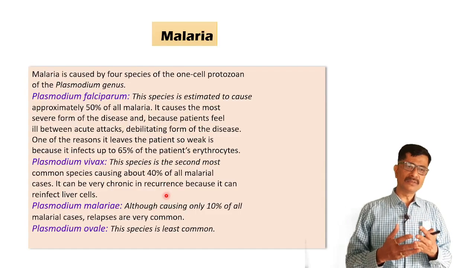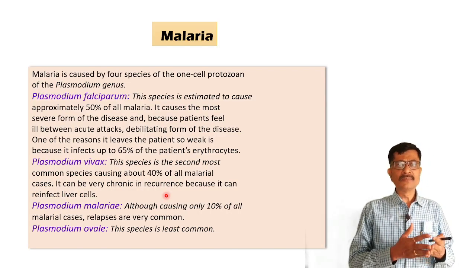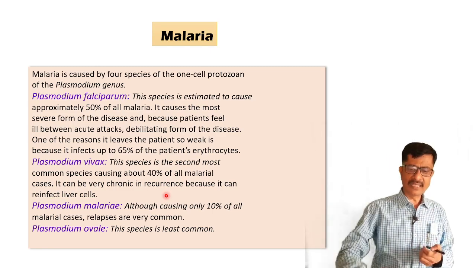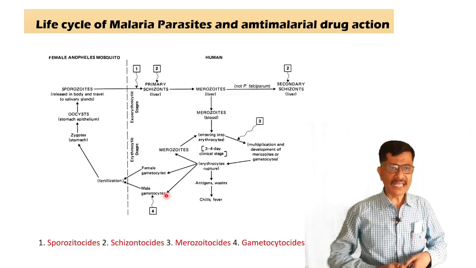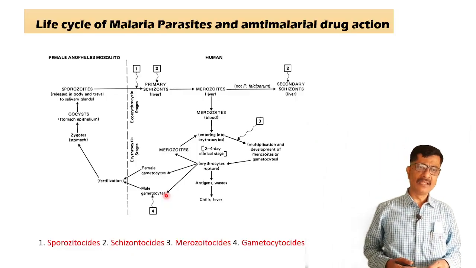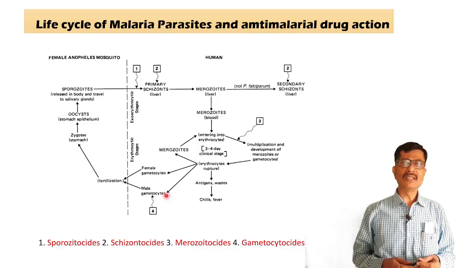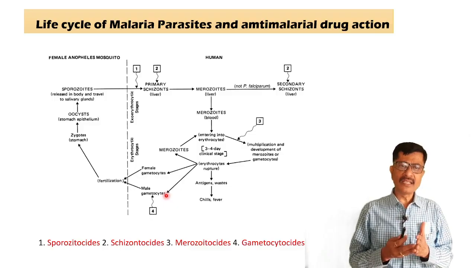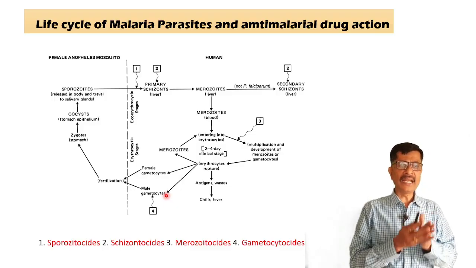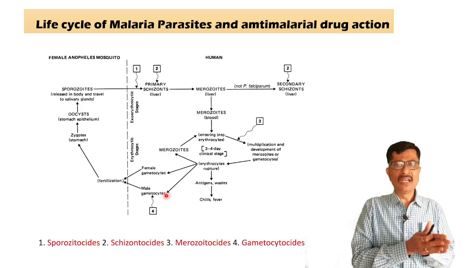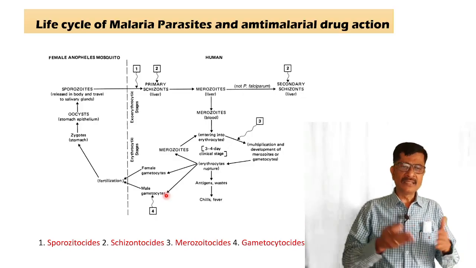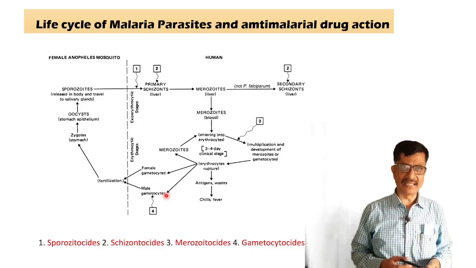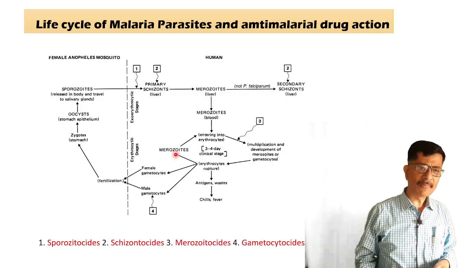Let us see how Plasmodium enters the human body and how it causes malaria. Let us see the life cycle of the malaria parasite. Here, the mosquito acts as a vector to carry the Plasmodium species, and it releases them into the human blood, where they multiply and cause malaria. Let us see how it happens.